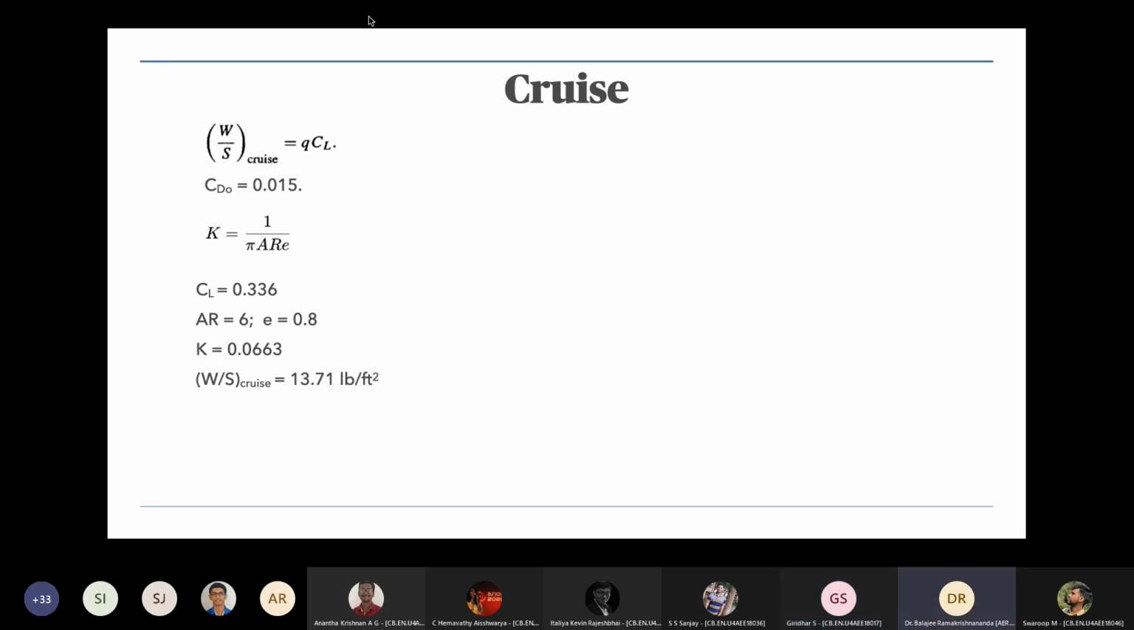Why, sir? The reason is, because on the right hand side you have half rho v squared CL. If cruise velocity is more than what is specified, you are okay with it. If cruise velocity is less than what is specified, then you are not okay with it. You are not reaching the cruise velocity. So according to the formula, the wing loading to the right is the feasible region.